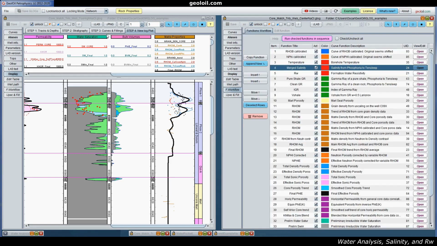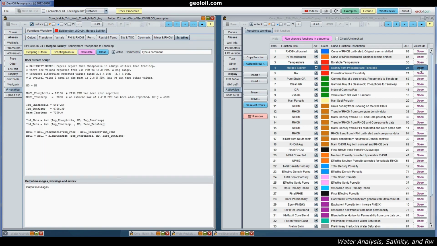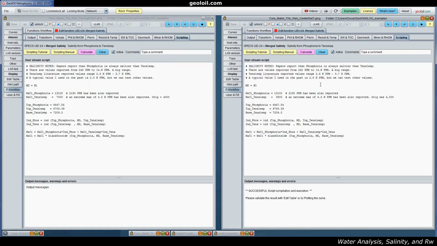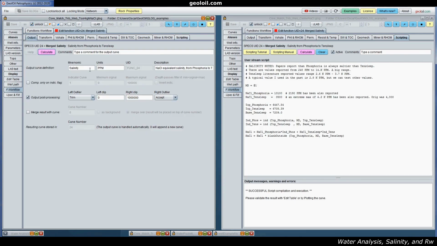Here in this example, we're testing a case. We put too high a salinity. What happens? You open here, merge salinity. Let's compare. So instead of the right value for Tensleep, which is around 3,500, we're going to set, as an example to create a mismatch, 7,000 and see what the results are. You are calculating an output salinity, this curve.